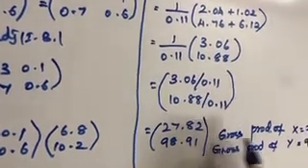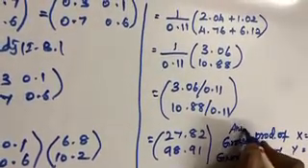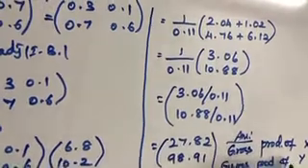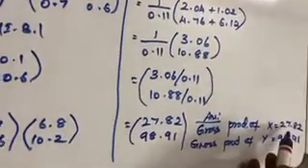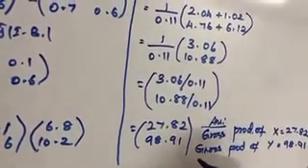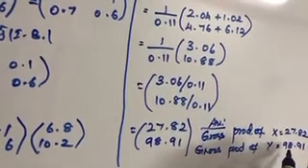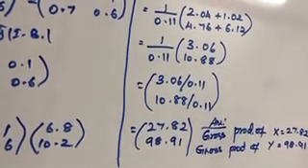So the answer is: gross production of X is equal to 27.82 and gross production of Y is equal to 98.91.